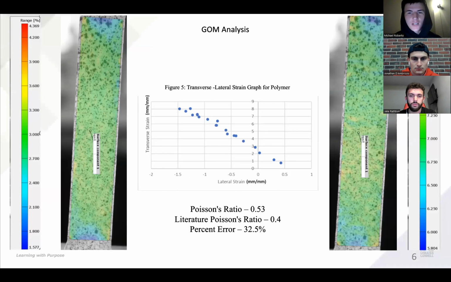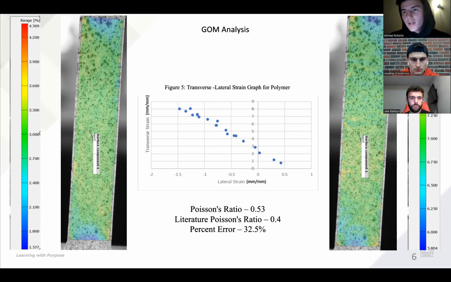The GOM analysis of the polymer specimen. As you can see from the image on the left, it is the range of the transversal strain, and the max is shown for the transversal strain. The image to the right of it is the digital image correlation, which is exposed to a bunch of different dots, and the GOM software measures the distance that these dots move, and it finds the strain.